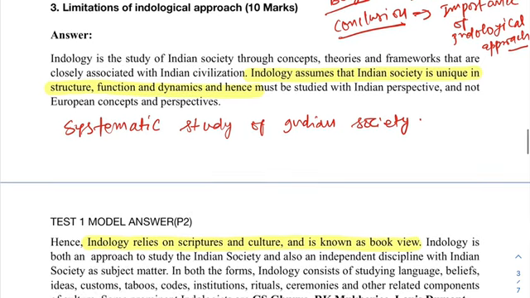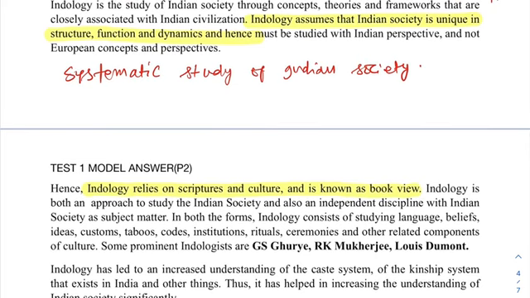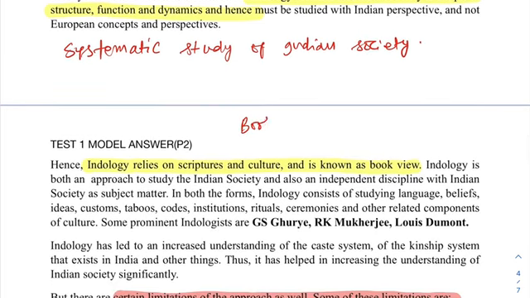Okay. If we talk about the Indological approach, it primarily rests on books. What books? Scriptures, various scriptures of ancient India like Gita, Ramayana, Mahabharata. So all these scriptures provide enough knowledge about Indian society. So that is why Indological approach is also known as book view. Next, Indological approach is an independent approach that developed in India.